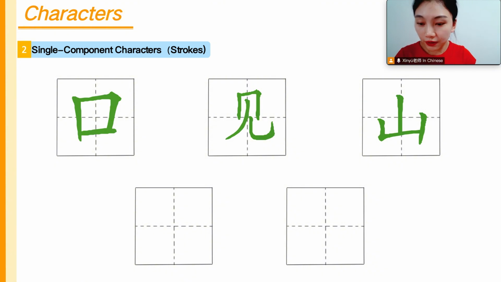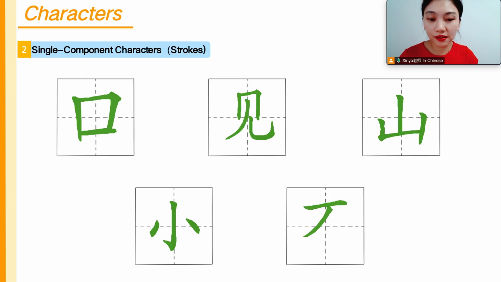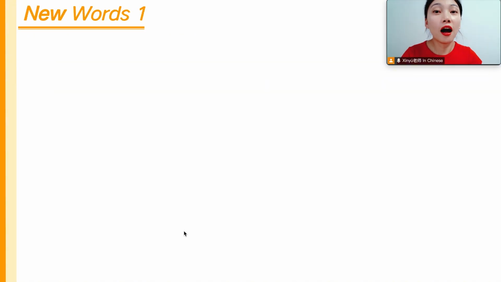And the fourth one is 小, which means small or little. This character originally showed small sand grains or tiny things. Today it means small. The last one is 不, which means not. Long ago, this character represented a kind of tool, but over time it changed. Now it's used as an adverb to show negative meaning, no or not. Well done! Now let's move on to the vocabulary and the text.